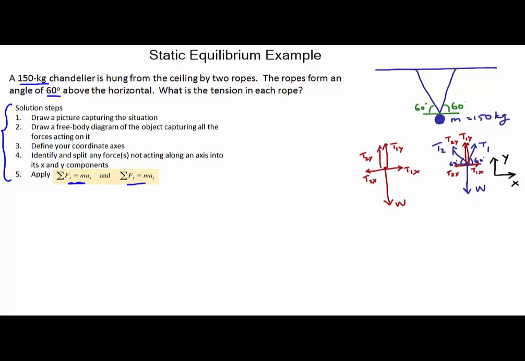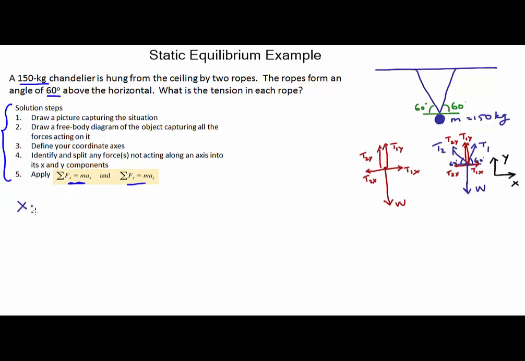The last step is to apply Newton's second law, which says that the sum of forces along the x-axis has to be the mass of the object times the acceleration along the x-axis, and the same is true for the y-axis. So let's see what happens when I apply that to this particular situation.